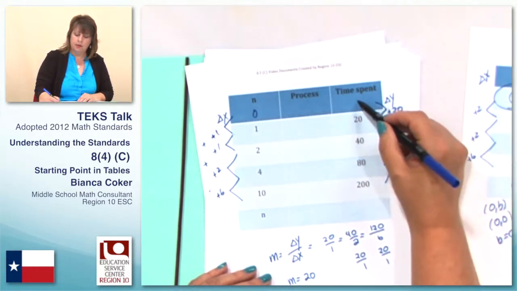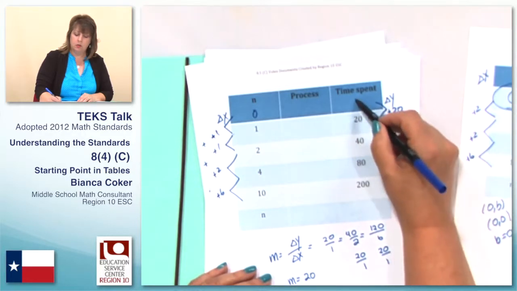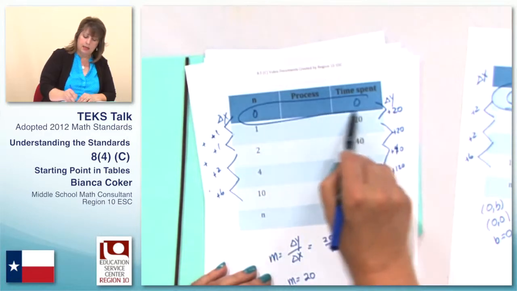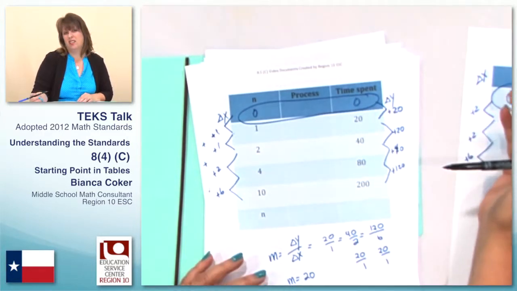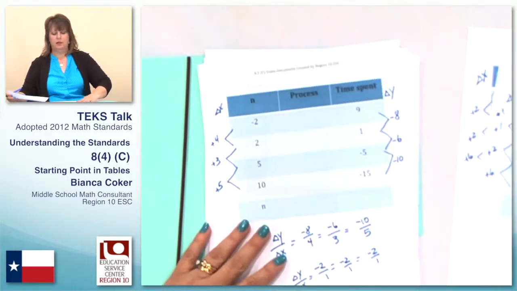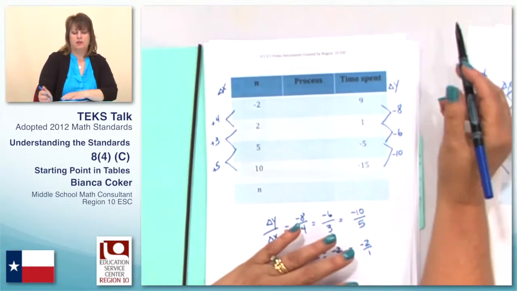So what number did I add 20 to get 20? Well, then that number is 0. So our starting point again is (0, 0), but it wasn't as obvious in this table as it was in the other. Let's look at another one, and this one's fun.